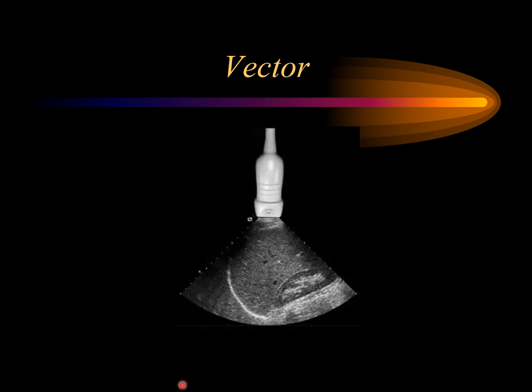So you can see with this probe, it has a very small face on it, which can be great to use to get in between the ribs or on pediatric patients, but it still produces a very wide field of view and it also has good penetration, but the resolution maybe wouldn't be as crisp as something with a higher megahertz or frequency.